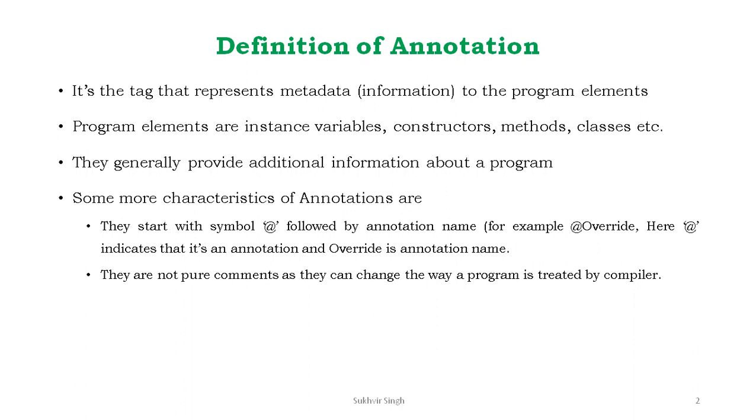Before I proceed further, some more characteristics of annotation are how to write the annotation and where it should be written. They start with the symbol @ followed by the annotation name. For example, if I have to write @Override, the @ here indicates that it's an annotation and Override is the annotation name. They are not pure comments, as they can change the way a program is treated by a compiler.